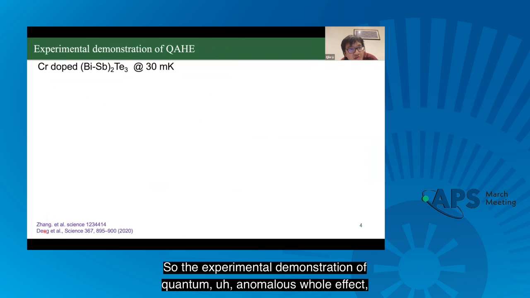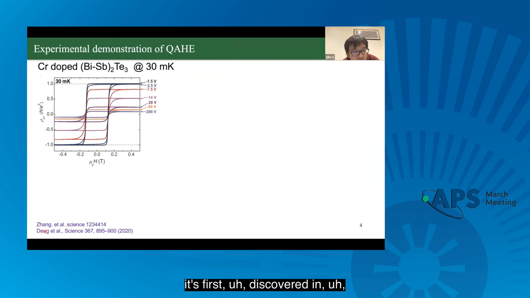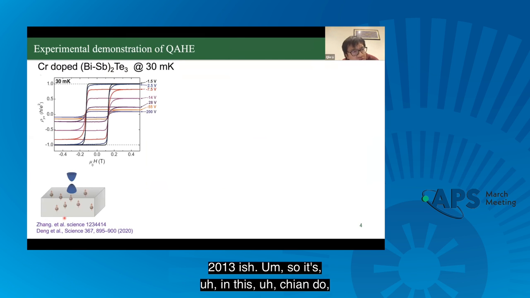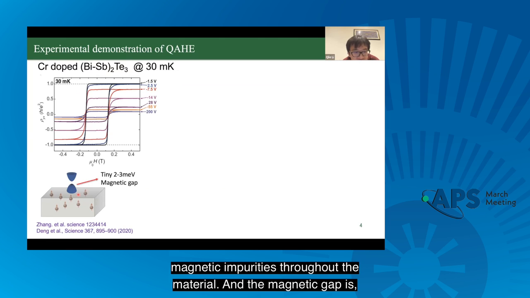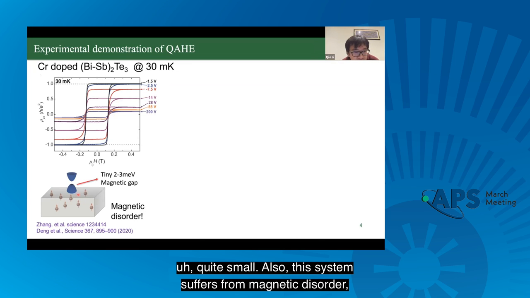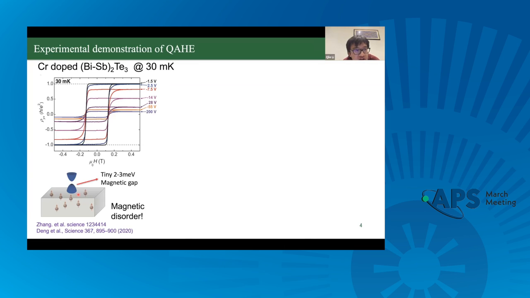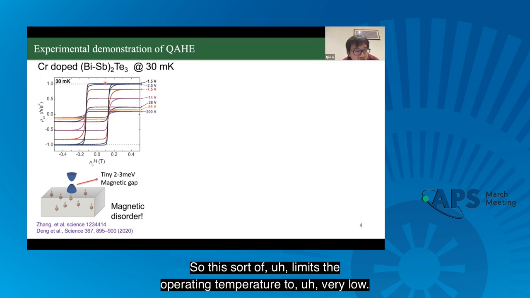The quantum anomalous Hall effect was first experimentally discovered around 2013, in chromium doped bismuth telluride alloy. It was observed at really low temperature, like 30 millikelvin. In this system, there are many magnetic impurities throughout the material, and the magnetic gap is quite small. Also, this system suffers from magnetic disorder, which results in scattering in the edge state transport. So this limits the operating temperature to very low.